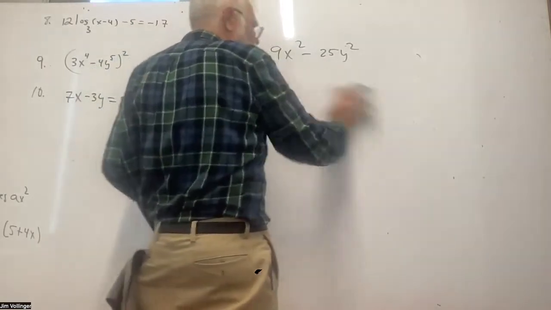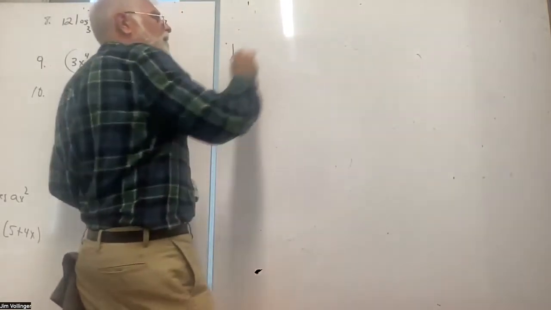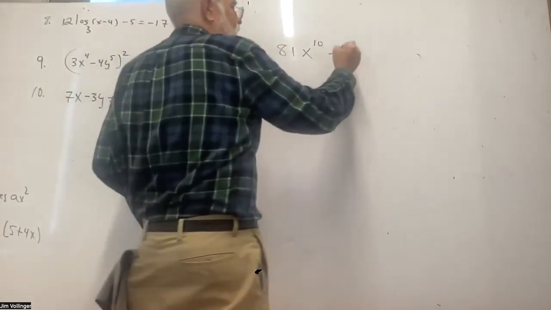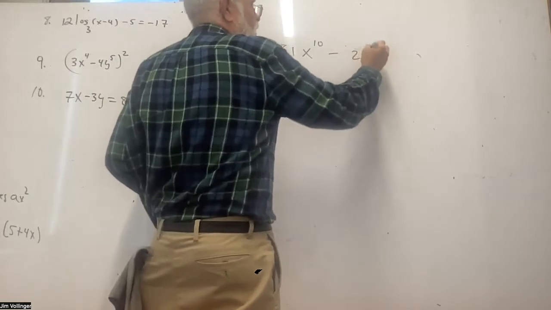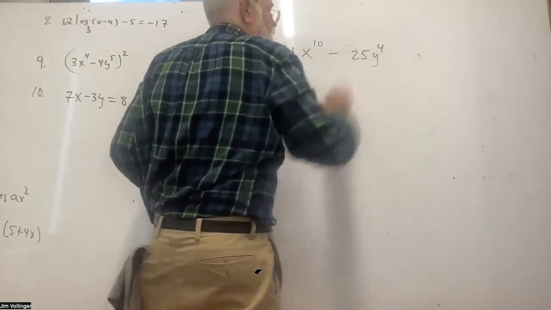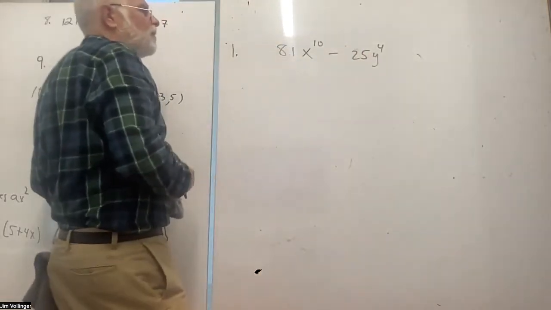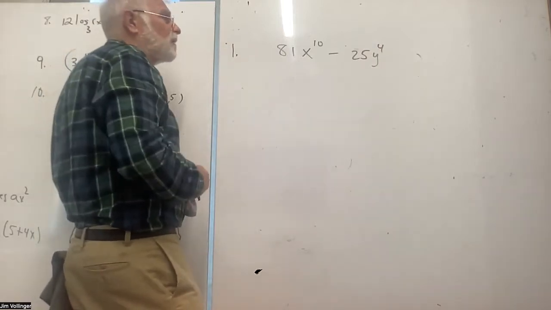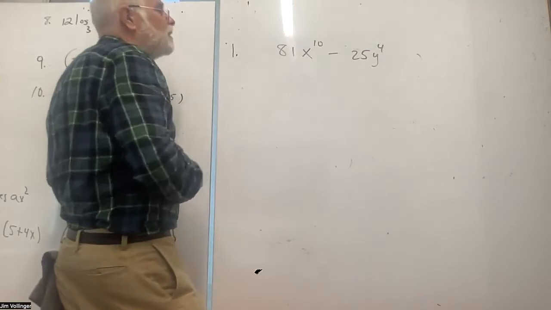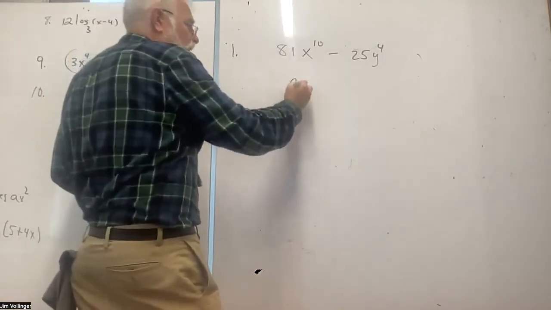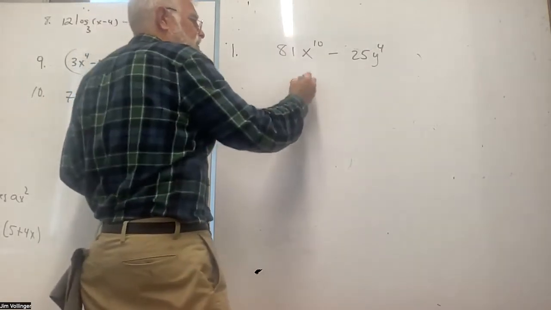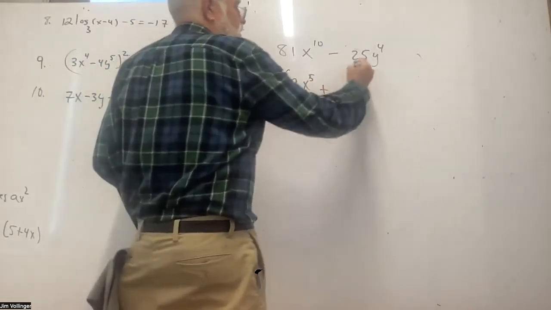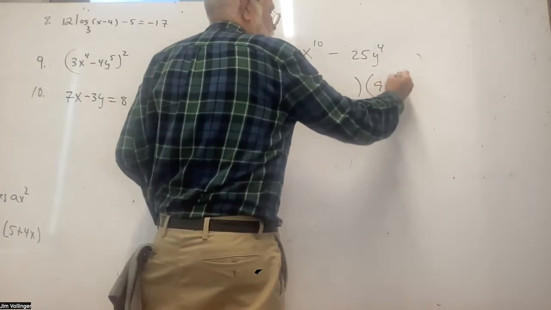And we even made it far more difficult at the very end. We looked at 81x to the 10 minus 25y to the 4. We said, oh, you know what? Those are squares. They don't even have to be perfect squares. Working with the square roots, what's the square root of 81? 9. What's the square root of x to the 10th? x to the 5. And so we're going to do plus over here, and minus over here.